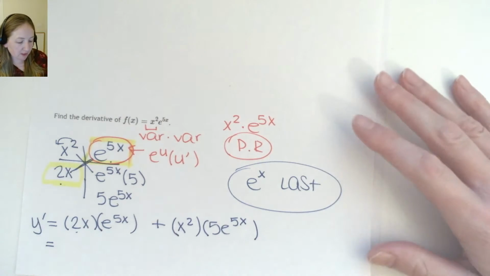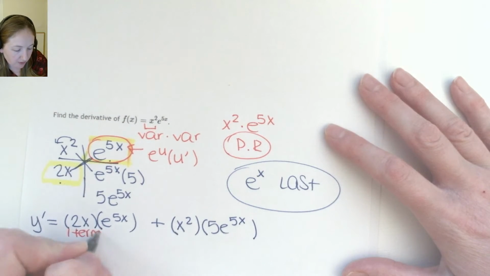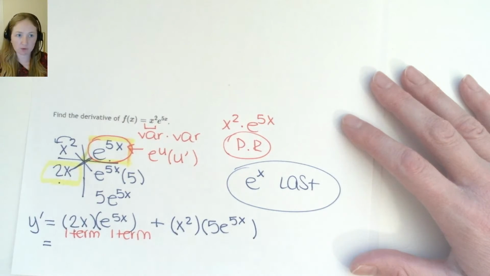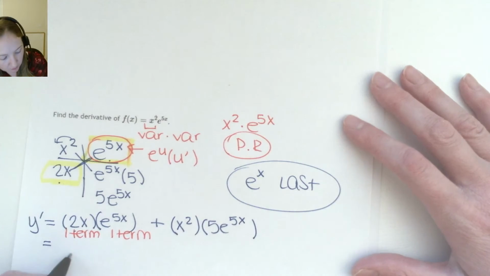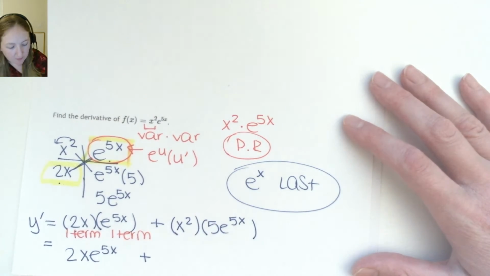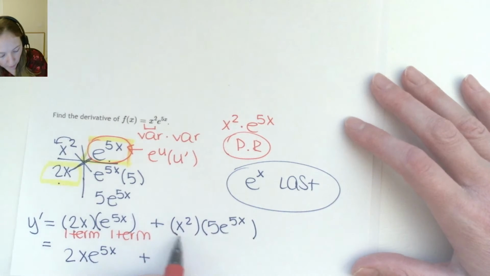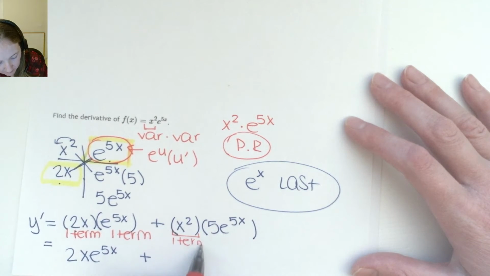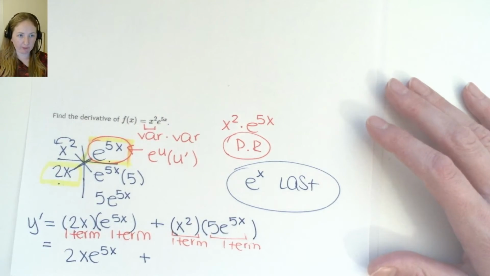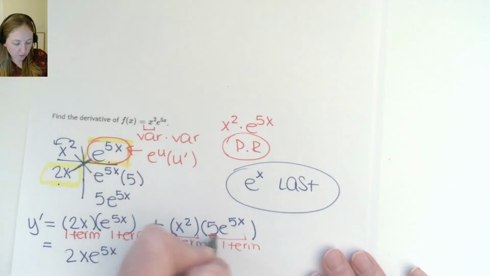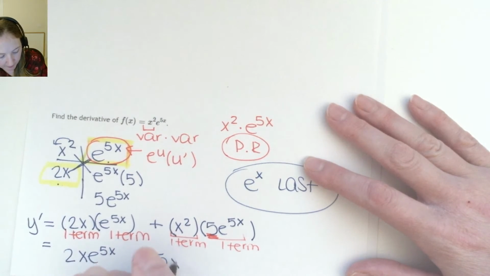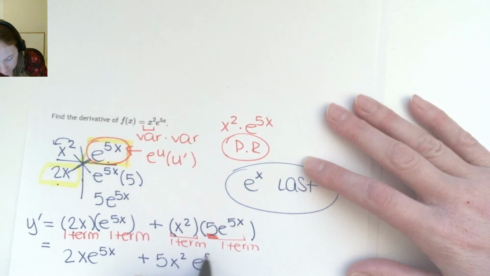You'll also notice that here you have one term times one term, so you can drop those parentheses. You do not need the parentheses. So this will be 2x e to the 5x. And then the same thing over here, it is one term of x squared times one term. And so you can drop those parentheses, but we do want to move this coefficient of 5 to the front. So that will become 5x squared e to the 5x.